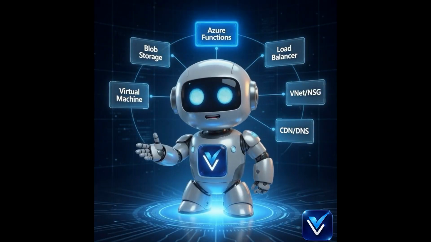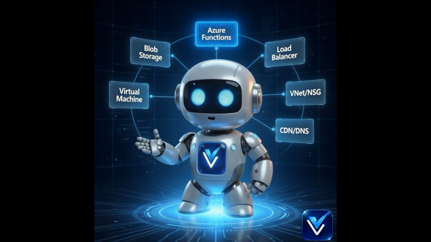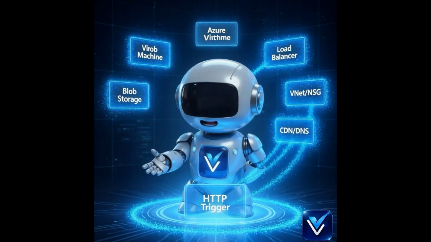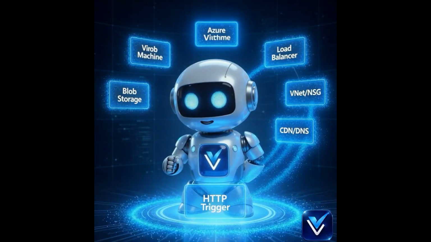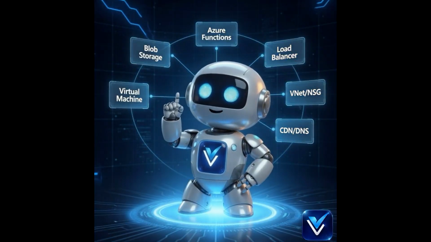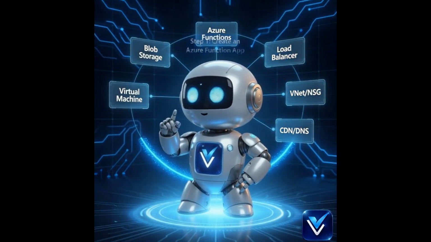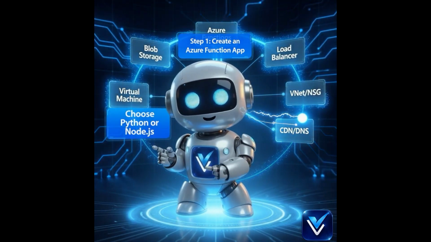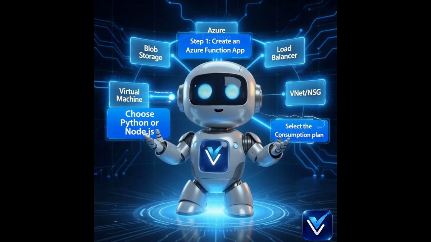Project 2. Serverless contact form with Azure Functions. What you will learn: function apps, HTTP triggers, consumption plan billing, Logic Apps integration, and the serverless execution model. Step 1. Create an Azure Function app in the portal. Choose Python or Node.js as your runtime. Select the consumption plan. You pay 0 unless someone actually calls your function.